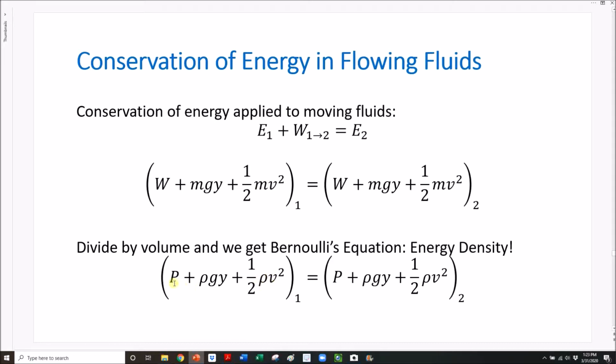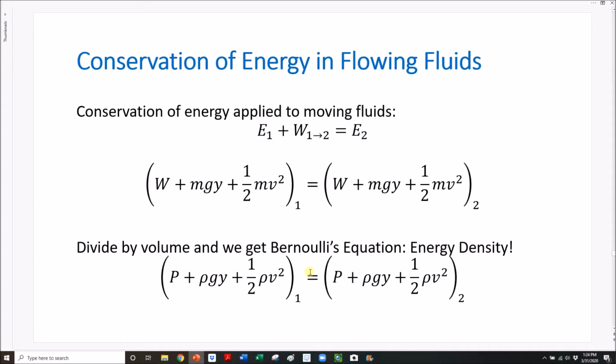So you get this. It looks really ugly, but all it is is the work on the front side plus the potential energy on the front side plus the kinetic energy on the front side must equal all of that on the back side. And that's Bernoulli's equation. And we apply Bernoulli's equation just exactly like we do conservation of energy. We only look at the two spots that we're interested in. We don't care what happens in between.